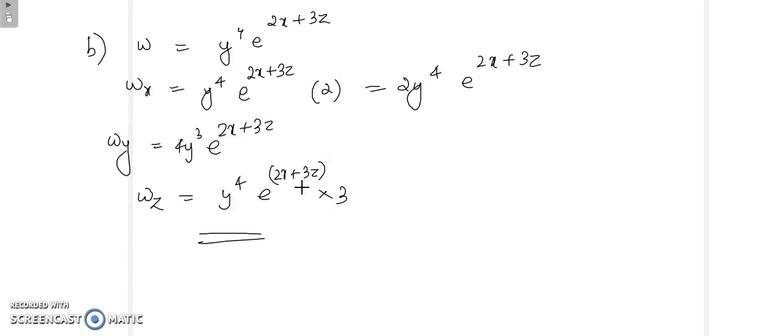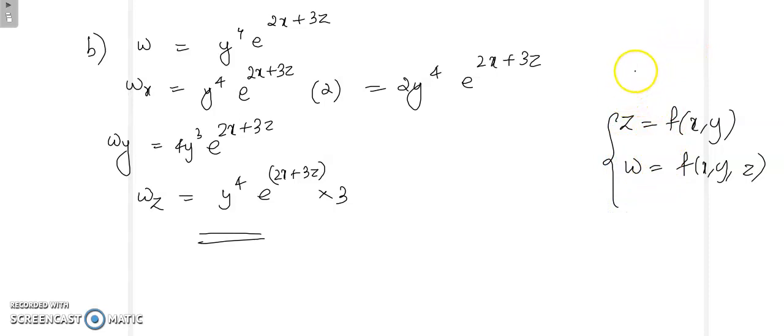Now, besides normal differentiation, this is where your function is in the form. The functions we have just seen are in the form z equal to f of xy or w equal to f of xyz. So this representation of the function is called the explicit form. That is, our dependent variable can be expressed in terms of the independent variables. So such a representation is called the explicit representation.